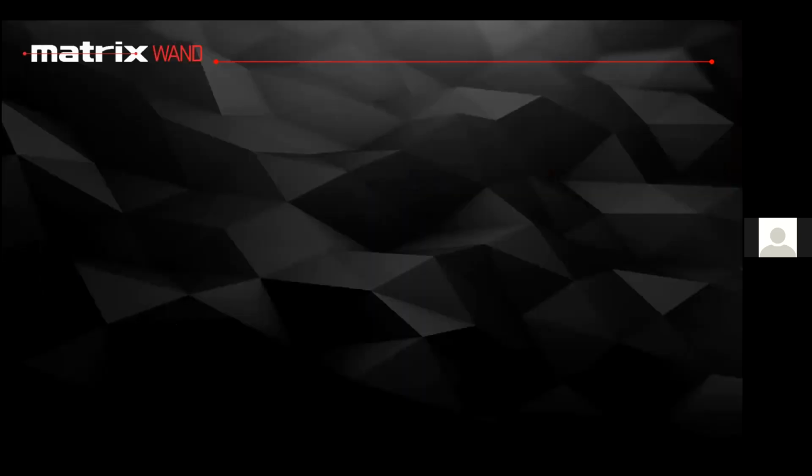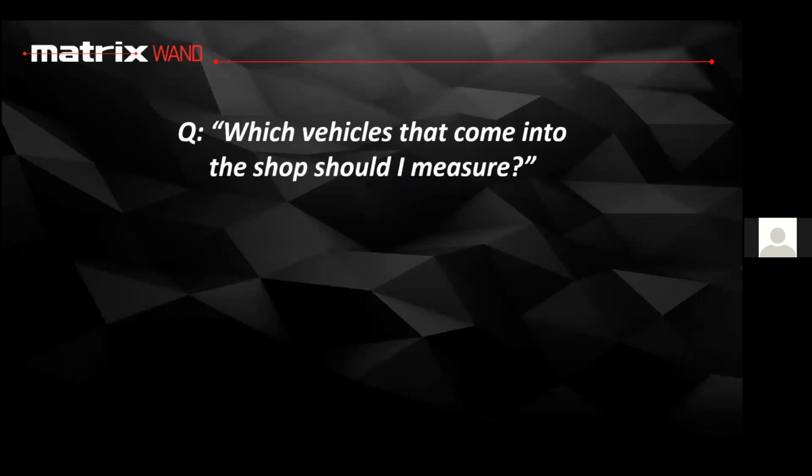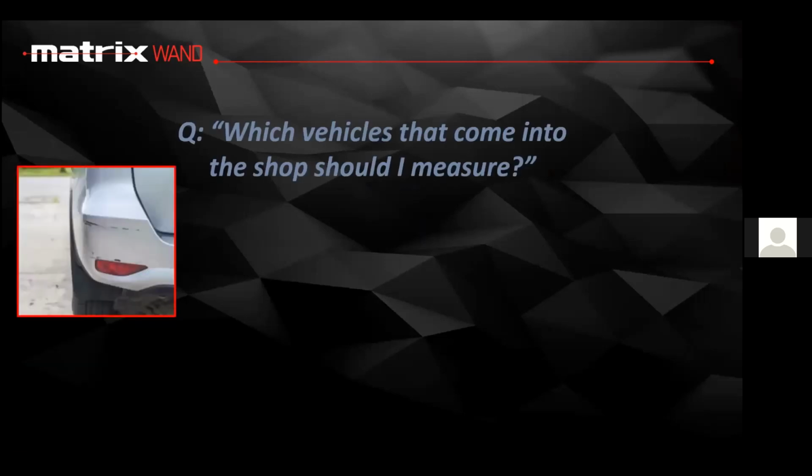One question that we get a lot, especially when we go out to train shops who are putting the wand into their shop, is which vehicles that come into my shop should I be measuring? What are the indicators? They're looking for this fix-all answer, and there really isn't one. They're curious, do I need to measure every single car that's coming into my shop? I don't think there's a hard and fast rule. You shouldn't be measuring every single car that comes into your shop. It doesn't make sense.